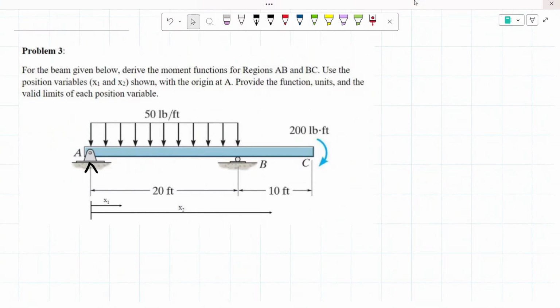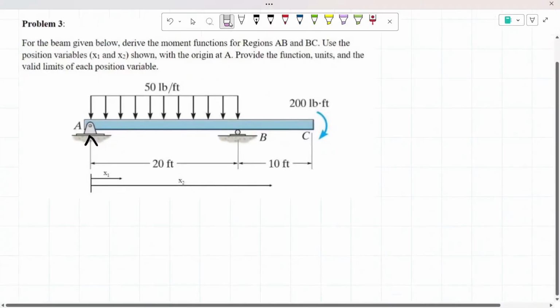Hello everyone, today we're going to be working on problem 3, and this problem is saying that for the beam given below, derive the moment functions for regions A, B and B, C, use the position variables that are shown below with the origin starting at A, and provide the function units and the valid limits of each position variable.